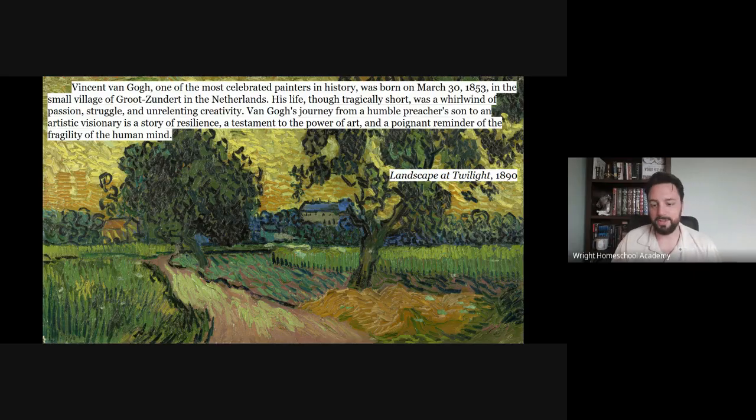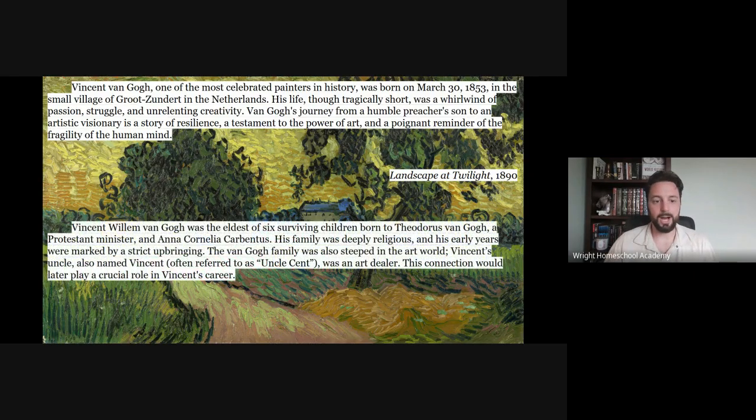Continuing on, Vincent van Gogh was the eldest of 6 surviving children born to Theodorus van Gogh, a Protestant minister, which is sort of like a preacher. His job is to preach the word of the Christian God. And Anna Cornelia Carbentus. His family was deeply religious, specifically Christian, and his early years were marked by a strict upbringing.